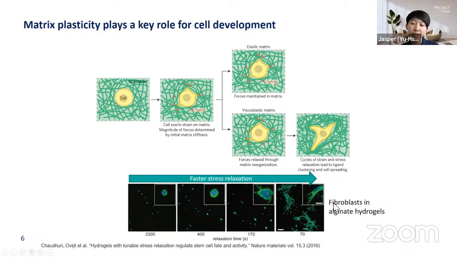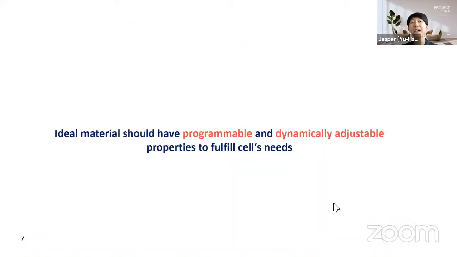I want to highlight here that the problem of these previous systems is that it's difficult to change stress relaxation without touching other composition like the polymer length or the charge of the polymer. Essentially, that changes the chemical composition that might have other effects on the cell together with your stress relaxation effect. Ideally, a cell culture material should have programmable and dynamically adjusted properties to fulfill the needs from diverse cell types.